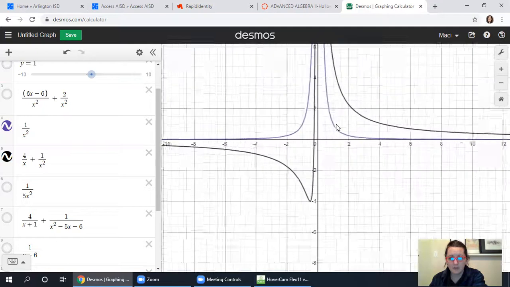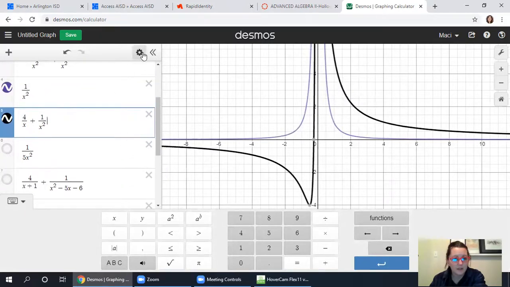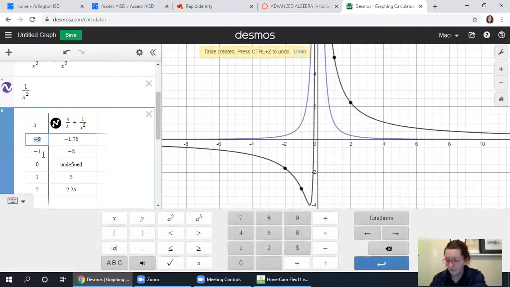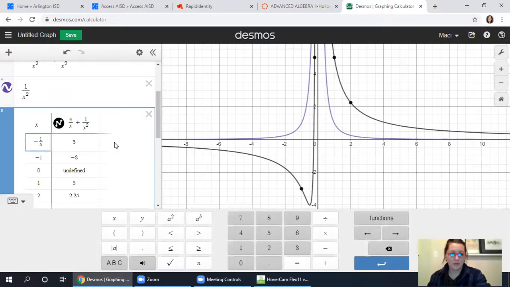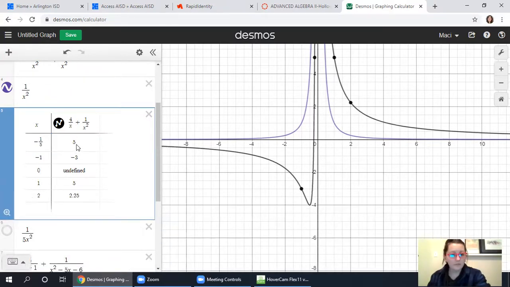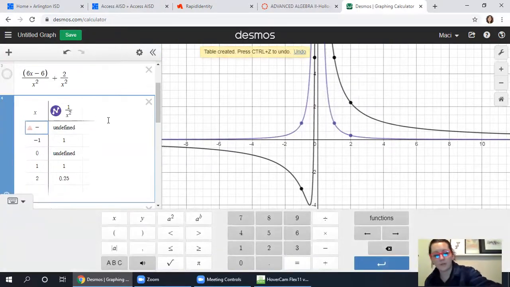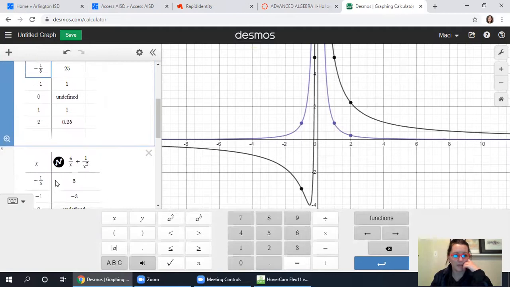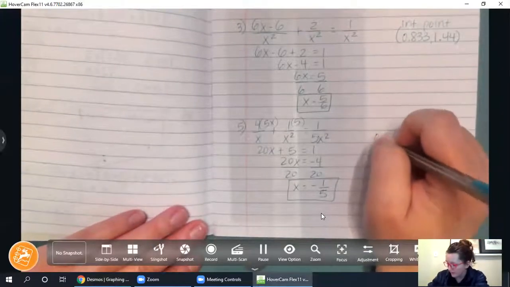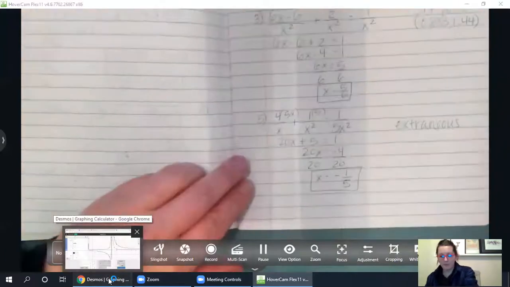So what I can do too, because that's tedious, right? What I can do is I can plug these in as tables here and put in negative 1 divided by 5. Let's see what we get there. And it's 5. Negative 1 divided by 5, and it's 25. Yeah. See, those don't match. They would match if they intersected, right? They would have the same point, and they don't. So it's an extraneous solution. Unfortunately. All right, let's move on to number 7. We just have a couple left.